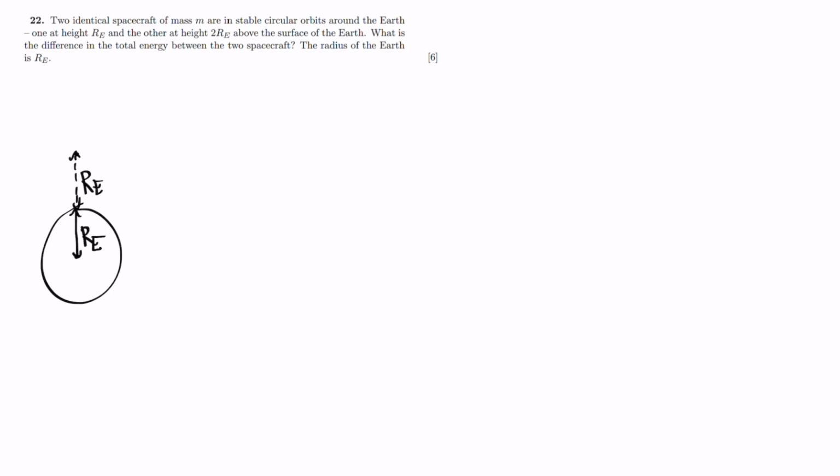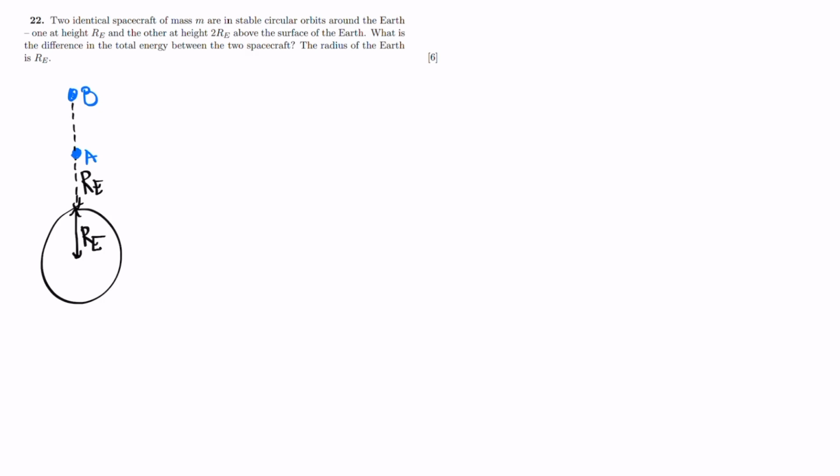I'm just going to give it a little name. So this one here is satellite A, and then we're going to have another one which is at a height 2re. So we're going to add yet another distance. We're going to place our second satellite. Should we just call it B? Very imaginative. What is the difference in the total energy between the two spacecraft?